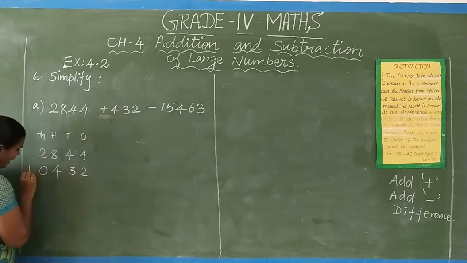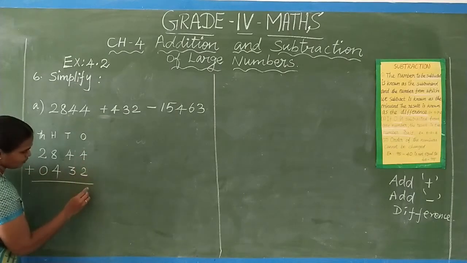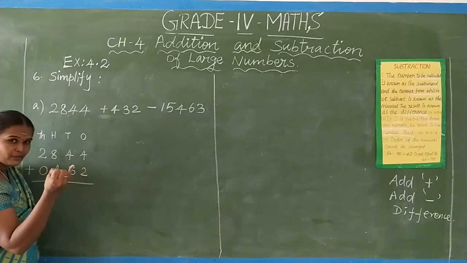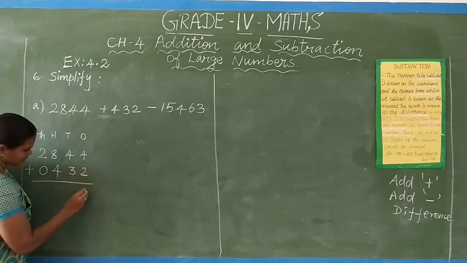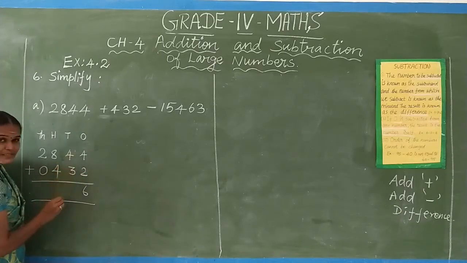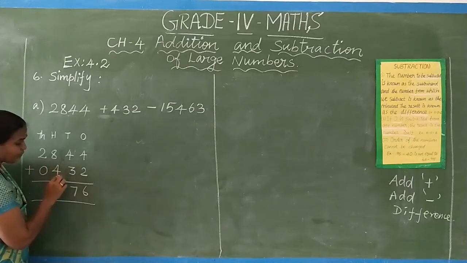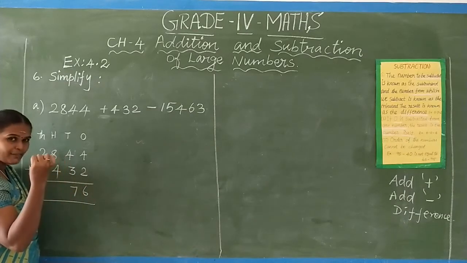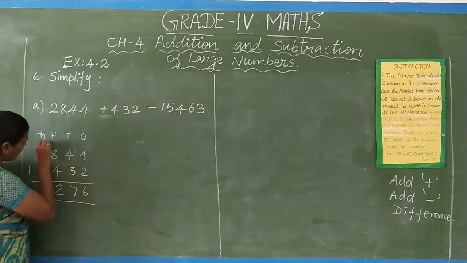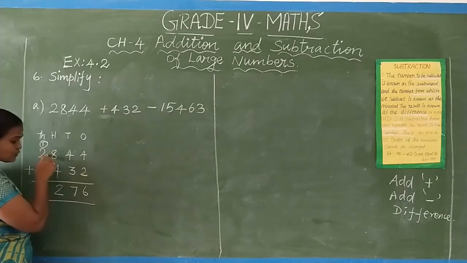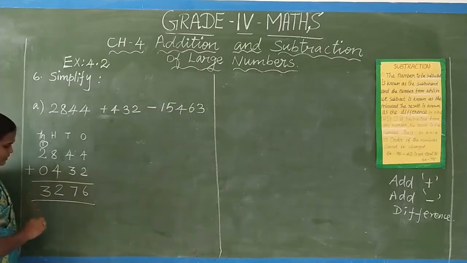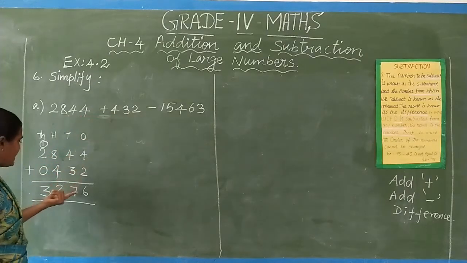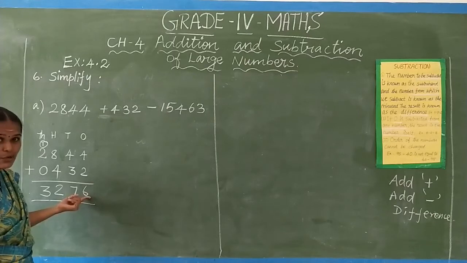Positive terms we have to add. 4 plus 2, 6. 4 plus 3, 7. 8 plus 4, 12: 2 here, 1 carry over. So 1 plus 2, 3. 3 plus 0, 3. So your answer is 3,276. You add these two terms and get the answer 3,276. Okay.